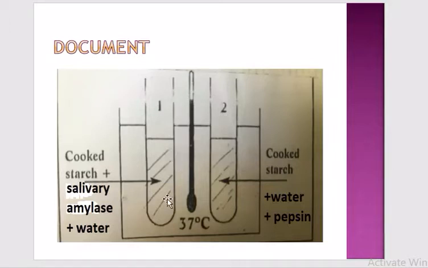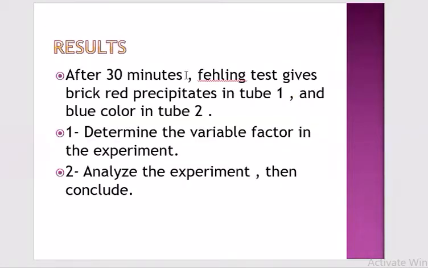These are the conditions. إذا بدي أروح أنا على results. These are the results. After 30 minutes, Fehling test gives brick red precipitates in tube 1 and blue color in tube 2. So Fehling test gives brick red precipitates in tube 1 and blue color in tube 2.